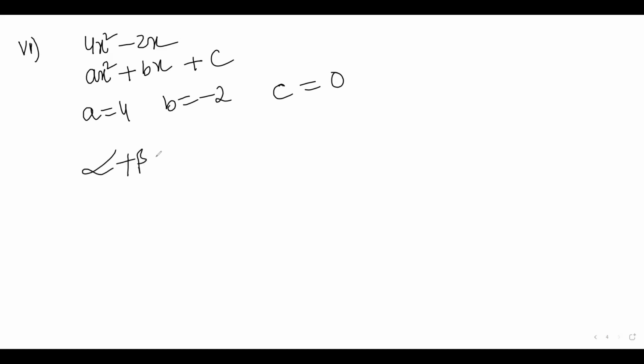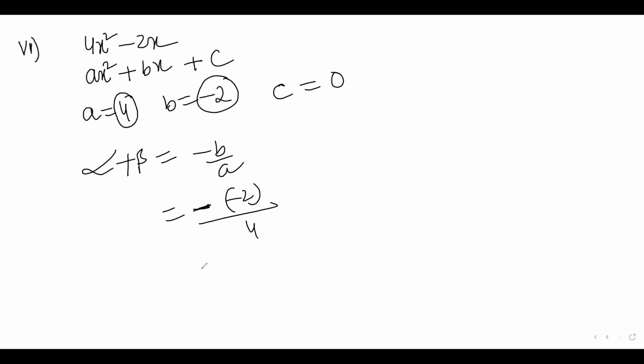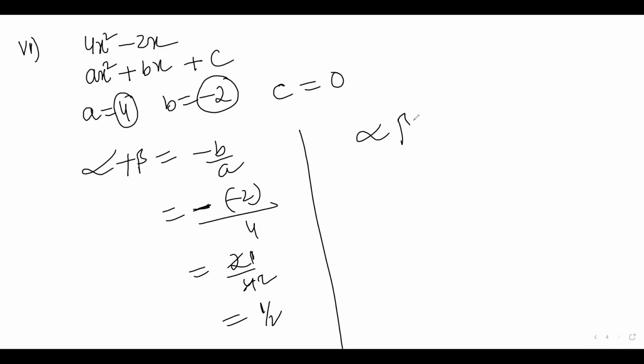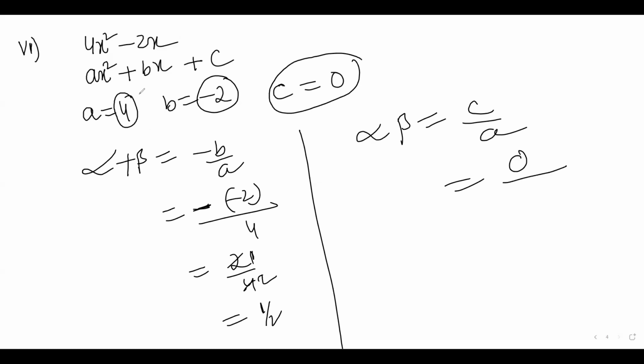The sum of the zeros formula is minus b by a. The b value is minus 2 and a is 4, so minus of minus 2 is plus 2 by 4. 2 ones are 2, 2 twos are 4. So the sum of zeros is 1 by 2. The product of zeros formula is c by a. C is 0 and a is 4, so the product is 0.